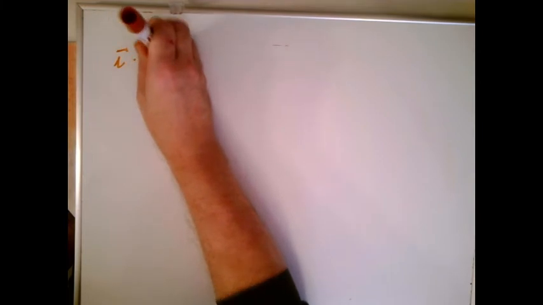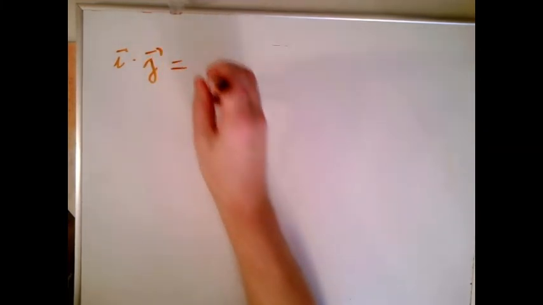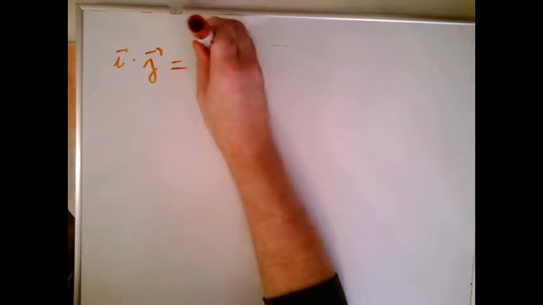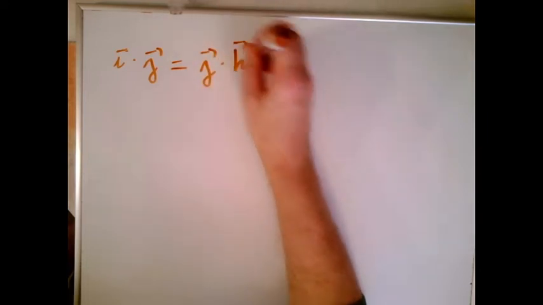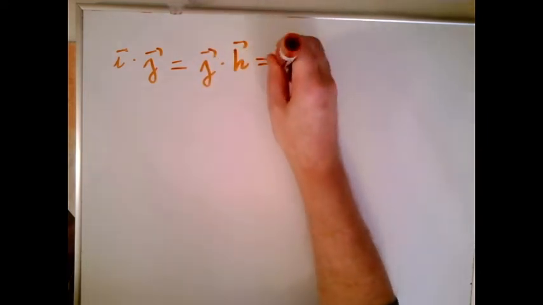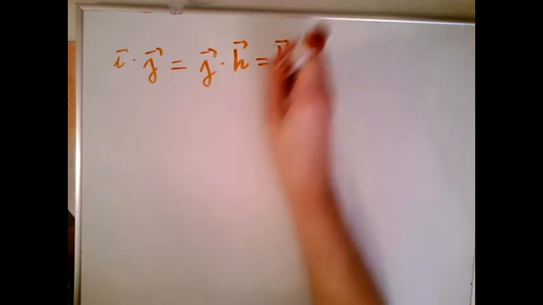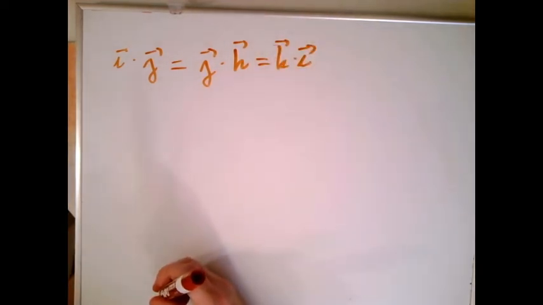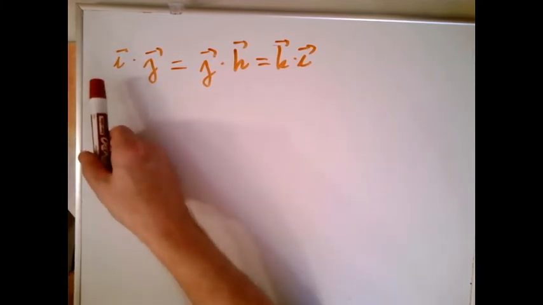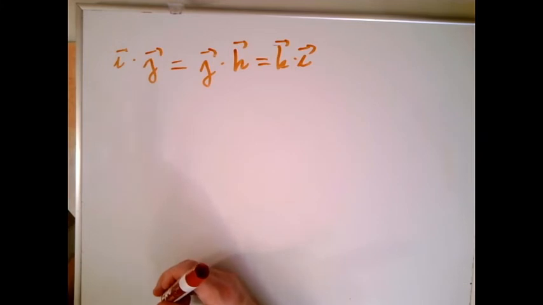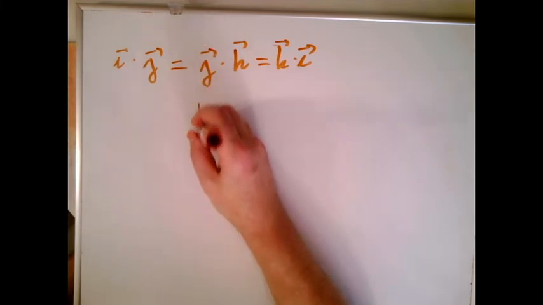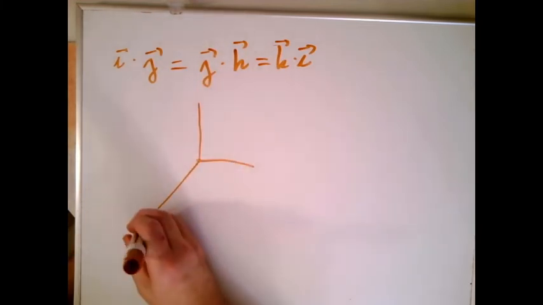The next thing they want is I dot J is equal to J dot K equals K dot I. What do we want here? One word about notation. If you want to write I and J with hats, that's perfectly fine, but never leave the arrow or the hat off. Just a reminder of what I, J, and K are.